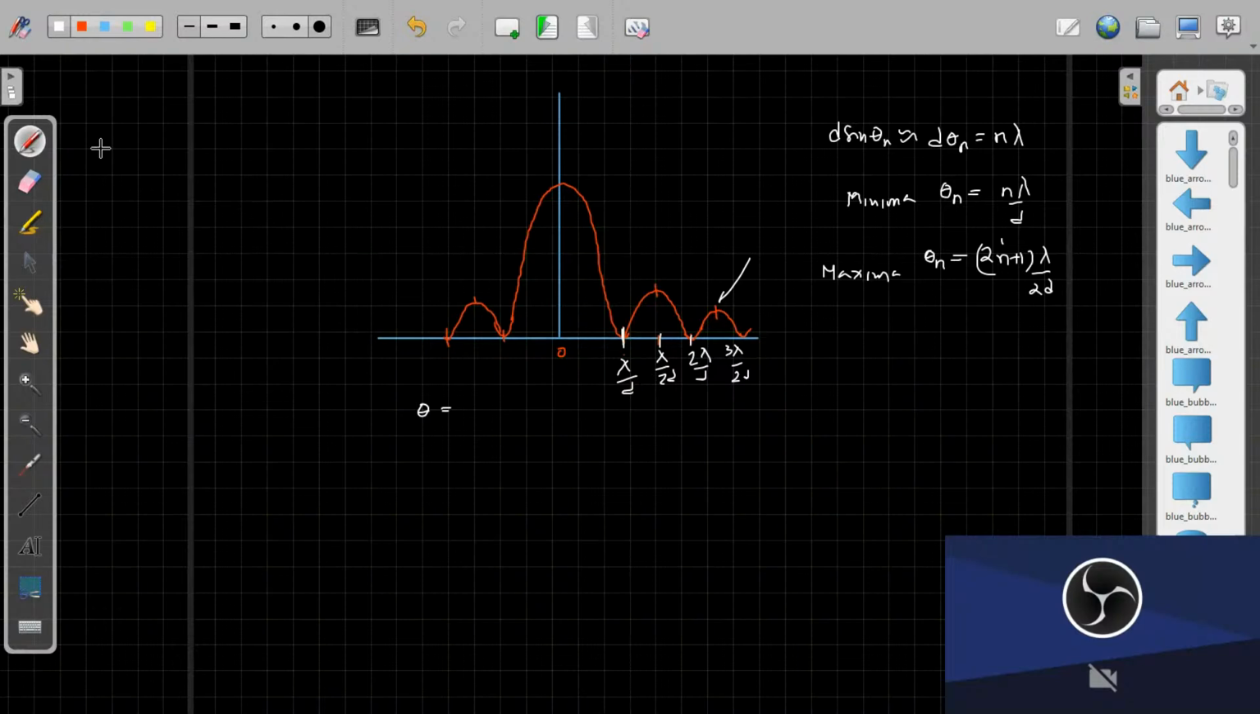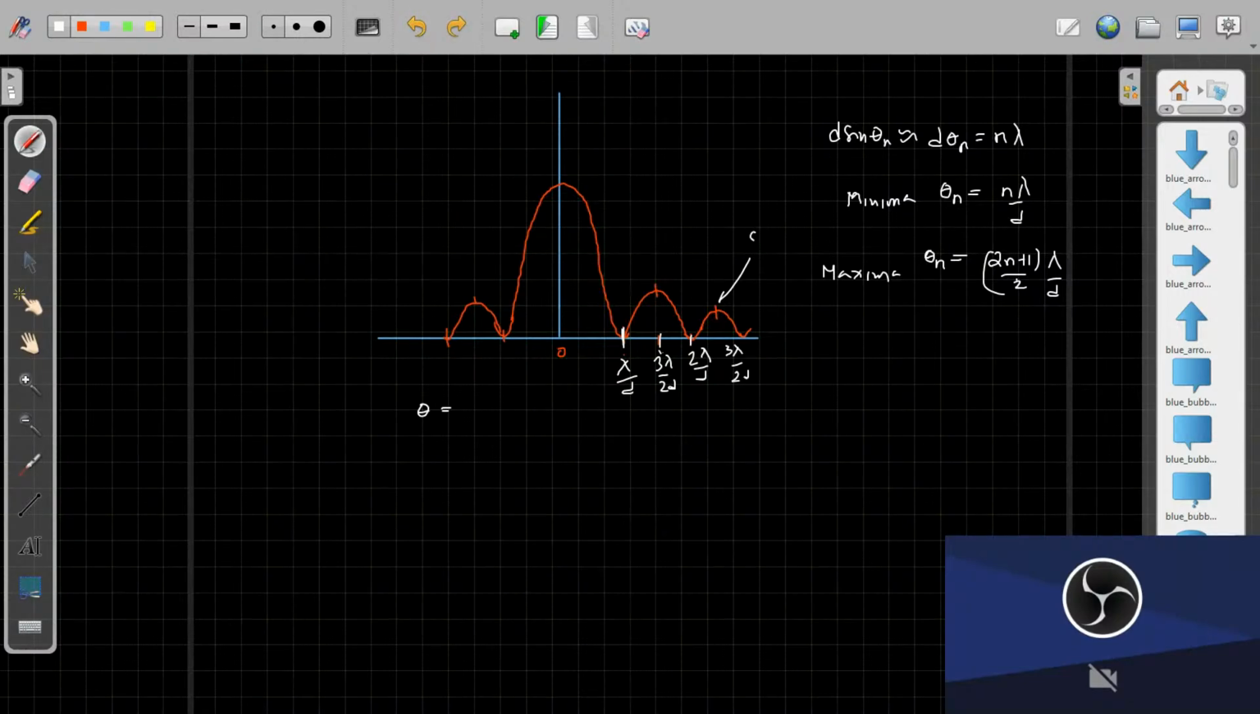No, I'm making one mistake here. Wait a minute. Little mistake here. It is this, not that. It should be (2n plus 1) by 2 times lambda by d. Yeah, this is the series. So for this one, n equals 1 in this case. So 2 plus 1, 3 lambda by 2d. This one should be 5 lambda by 2d. This is fine.